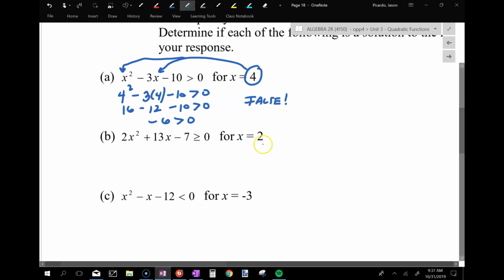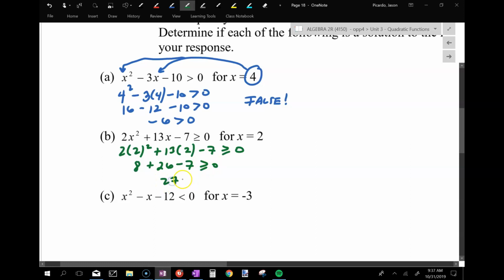All right, let's take 2. We'll plug 2 in. And that gives me, order of operations, 2 squared is 4. 4 times 2 is 8. Plus 26 minus 7 is 27. Is 27 greater than or equal to 0? Yes, that one's true.